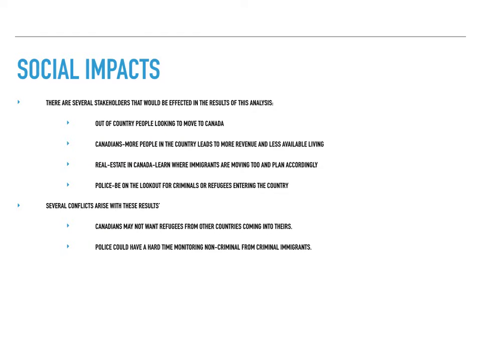This data set has several social impacts, and there are several stakeholders that would be affected by the results of this analysis. The first of these stakeholders would be out-of-country people, or immigrants, looking to move to Canada. The second stakeholder would be Canadians. More people in their country leads to more revenue, but also leads to less available living. The third stakeholder would be real estate in Canada, because this is where they would learn where immigrants are moving to and they would plan accordingly.